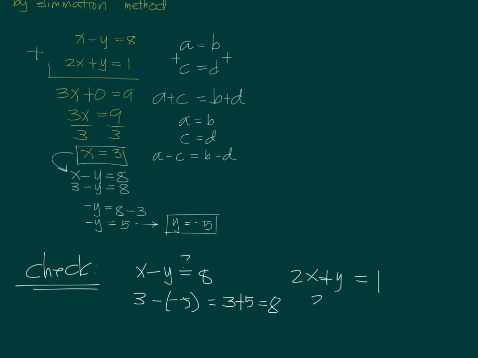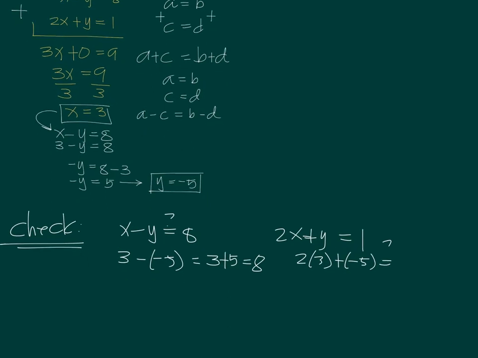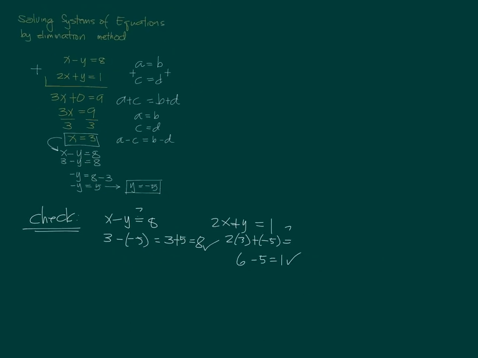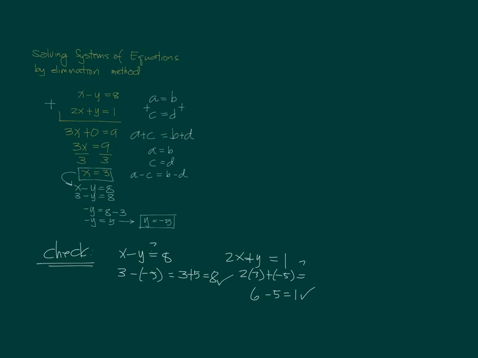2x plus y, so if x is 3 and y is negative 5, is this equal to 1? We have 6 minus 5 equals 1. So it is correct. Okay, so that means we have found the correct values for x and y, and the solution to this system is x equals 3 and y equals negative 5. Similarly, you can write the answer as 3 and negative 5. So this is the solution.